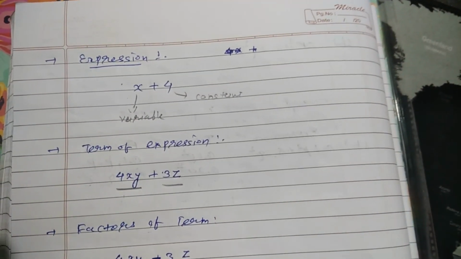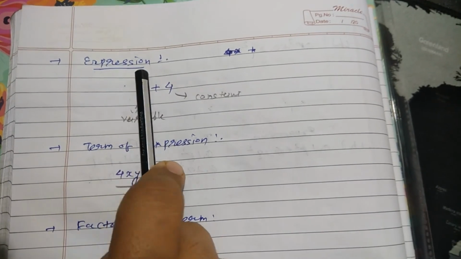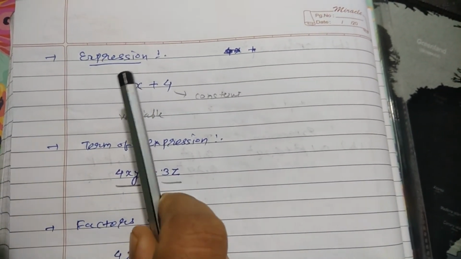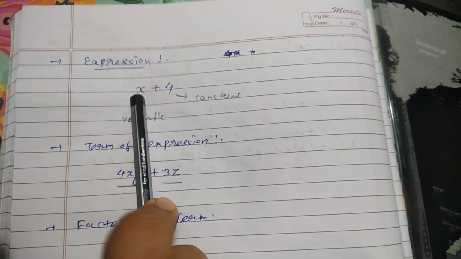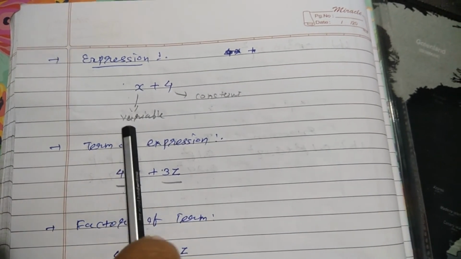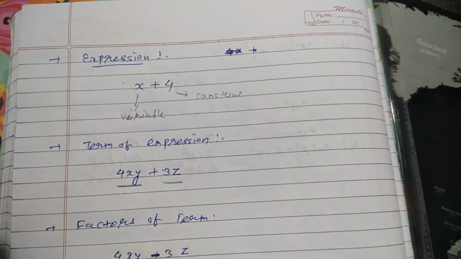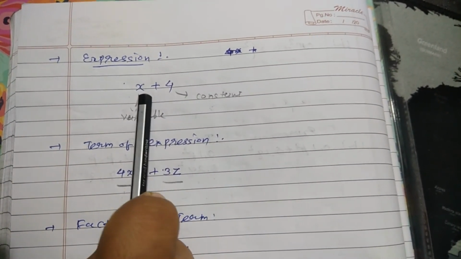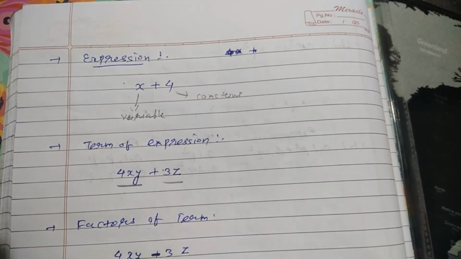Okay, so let's revise what we have learned today. Expression. What is an expression? An expression is like x plus 4. When we combine a variable with a constant, we get an expression. Here, in x plus 4, x is a variable and 4 is a constant.